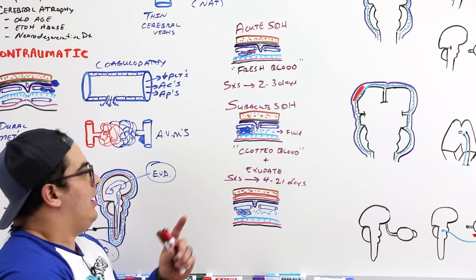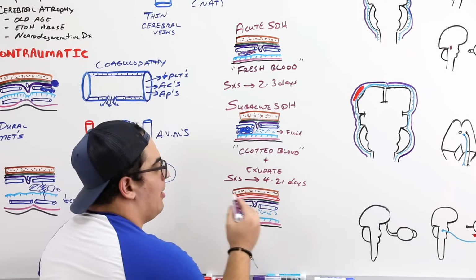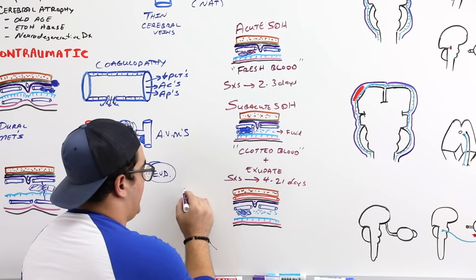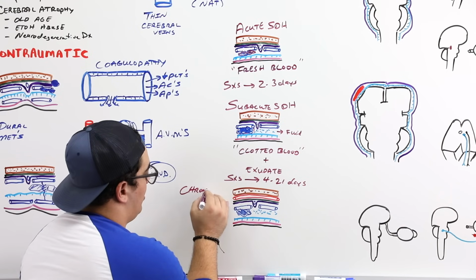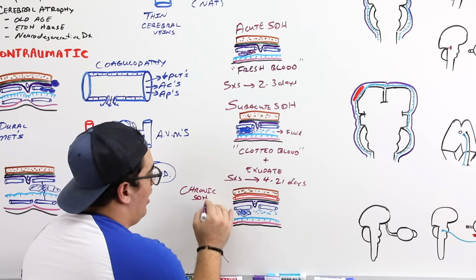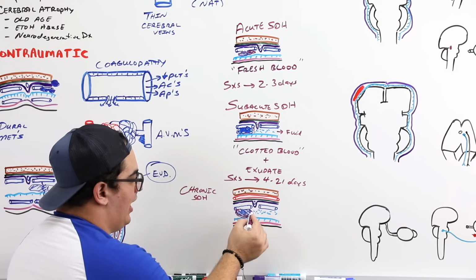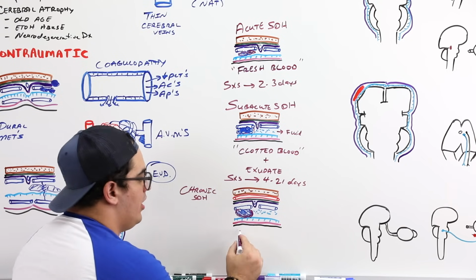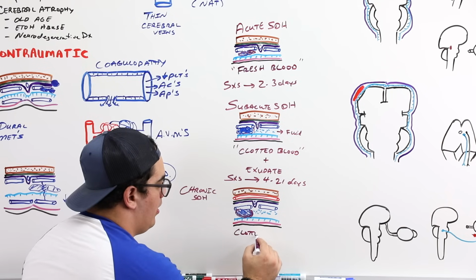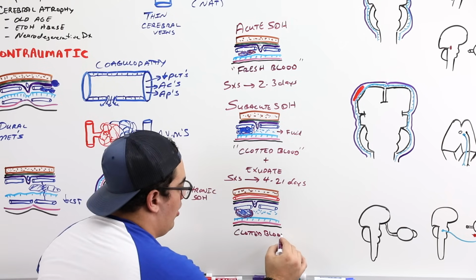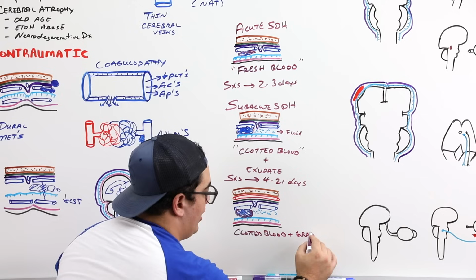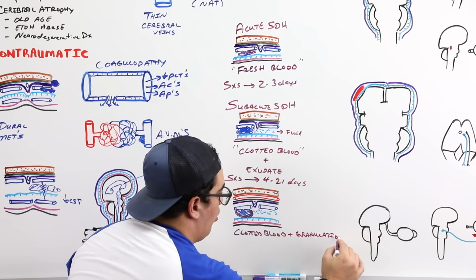Okay? The next one is the chronic subdural hematoma. Now this one's very interesting. When someone develops what's called a chronic subdural hematoma, they actually have clotted off blood that can accumulate here, with a lot of granulation tissue. So they can have clotted blood, and they can also have a lot of granulation tissue that can start to form around that.